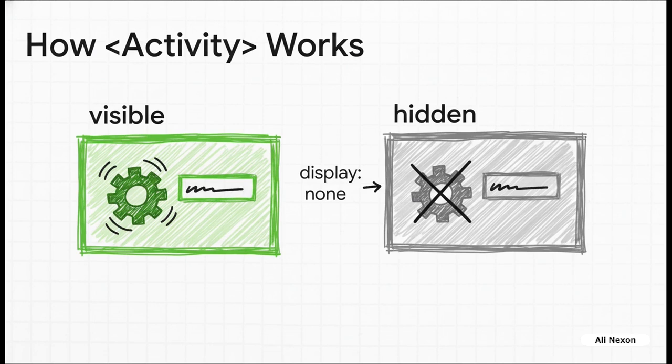So how does this magic actually work? Well, in visible mode, it's just business as usual, nothing new there. But when you flip it to hidden mode, it doesn't unmount the component. It just hides it with display none. And here's the key: because it's still mounted, all of its state, every useState hook, every user input, is perfectly preserved. Plus, for performance, it's smart enough to unmount effects, so it's not hogging resources in the background.